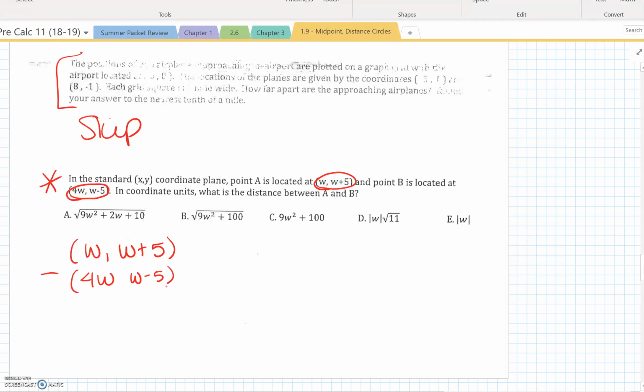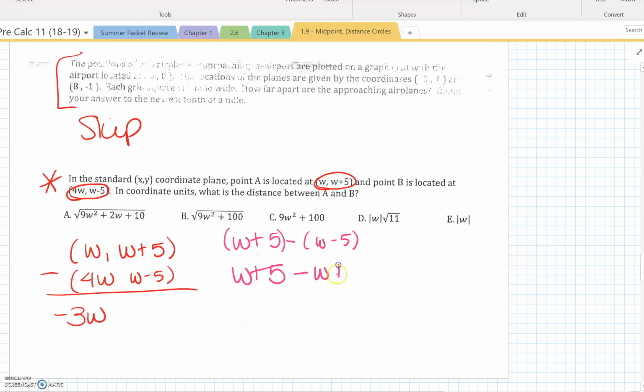This is where things get a little bit tricky. I want you to think about what you're actually doing here. You're saying W minus 4W. That one's easy. It's negative 3W. Then you're taking W plus 5, and you're subtracting W minus 5. See how you're taking away the entire quantity, which means that you're really going to have to distribute the negative: minus W, and then plus 5. Which means that, lucky for us, these W's eliminate each other, and then 5 plus 5 is 10.